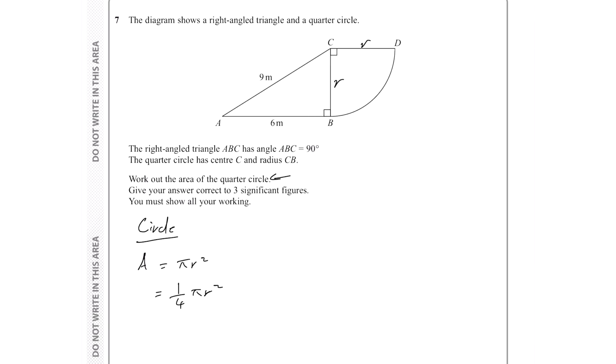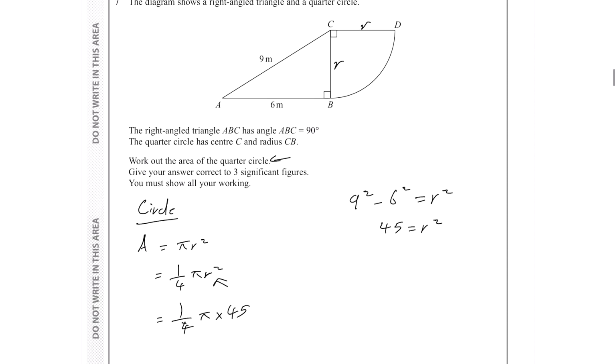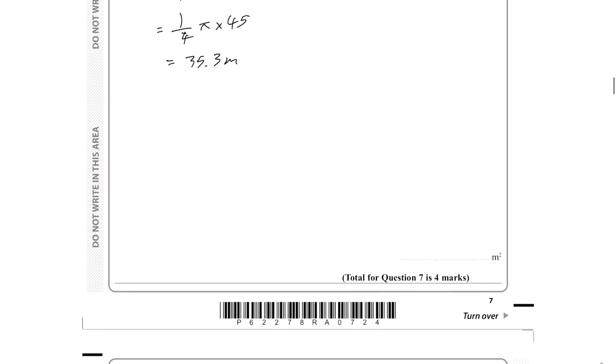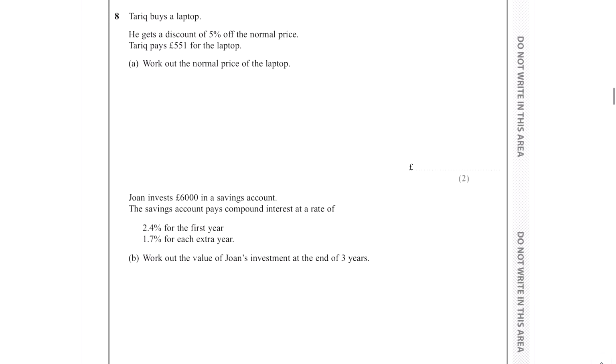Now we don't know what the radius is, but what we do have next to this quarter circle is this shape here. And hopefully you can notice we have this, and we can square them and take them away using Pythagoras theorem to get r. So in this case, 9 squared minus 6 squared is equal to r squared. So that means 45 is equal to r squared. We can leave it at that because over here, notice we just need r squared. So that is going to become 1/4 times pi times 45. Type that into your calculator, and to 3 significant figures, that becomes 35.3 meters. Moving on to question 8.